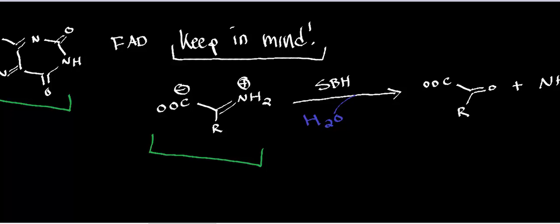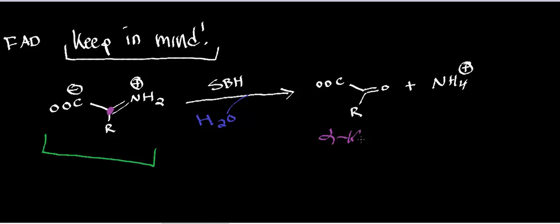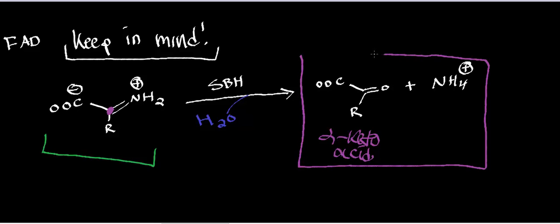Okay, now if you need help predicting products of Schiff base hydrolyses, I highly recommend that you do that. At this point, I think it's something you should be able to do off the top of your head. So effectively what's going to happen is the water is specifically going to attack this carbon right here. When you do the complete Schiff base hydrolysis, you should get an alpha keto acid. So this molecule right here is an alpha keto acid, and you should get ammonia. So these are your two products of the Schiff base hydrolysis after the D-amino acid oxidase mechanism.